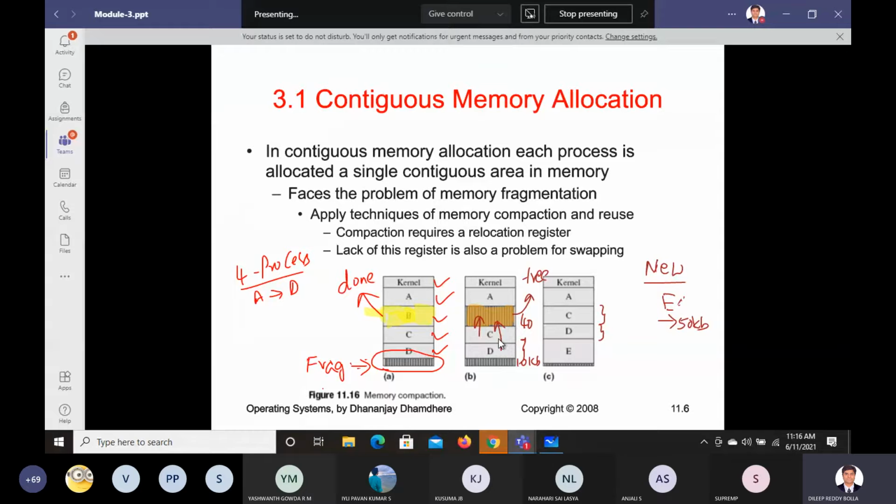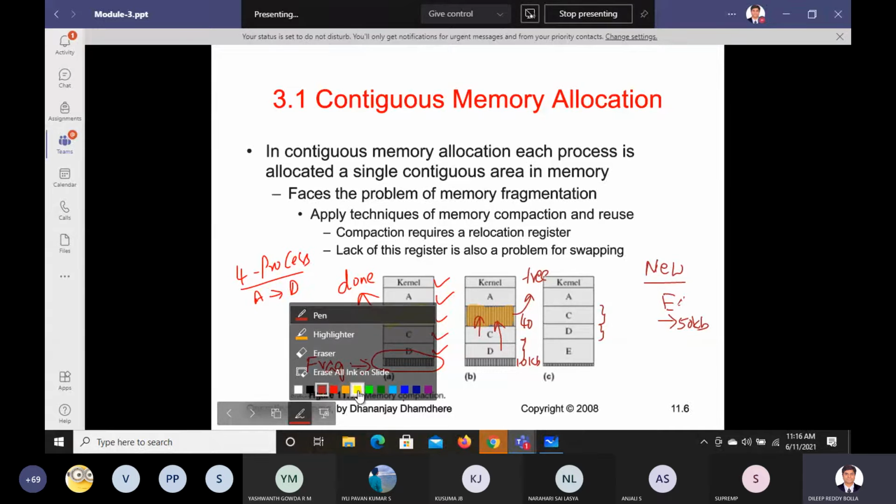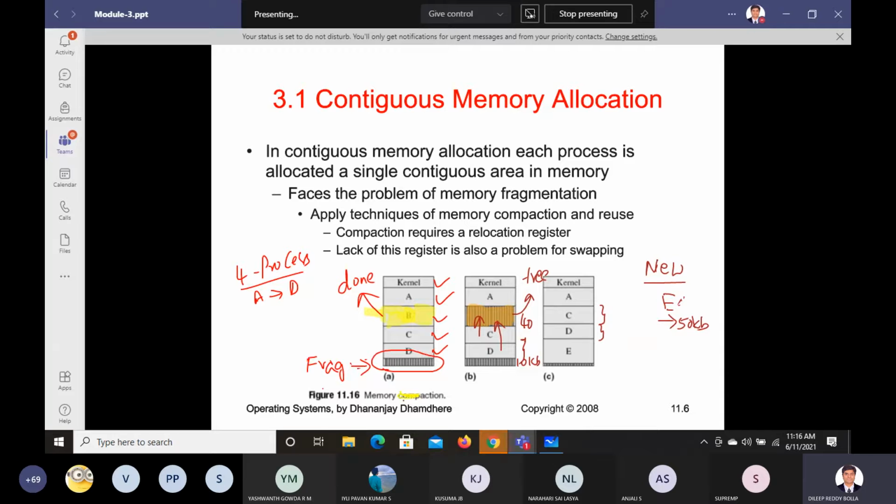So what we did here is something called compaction. So you can see that here. This is your memory compaction.